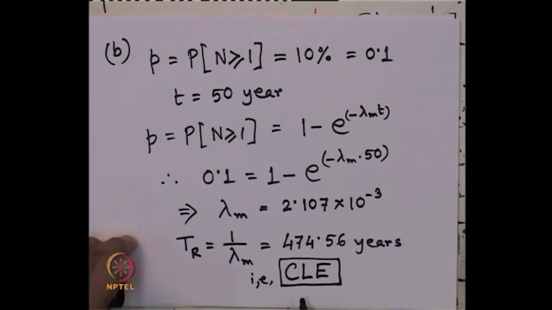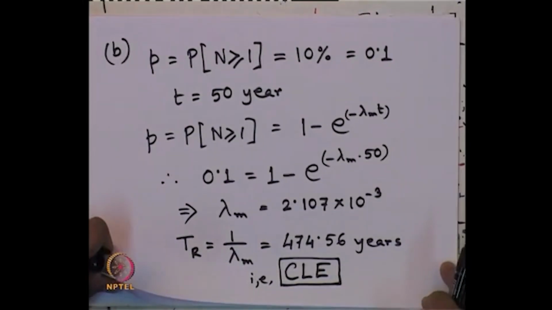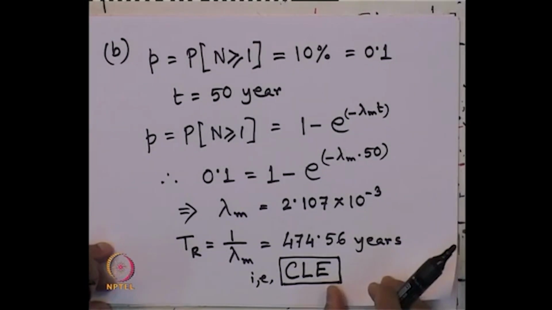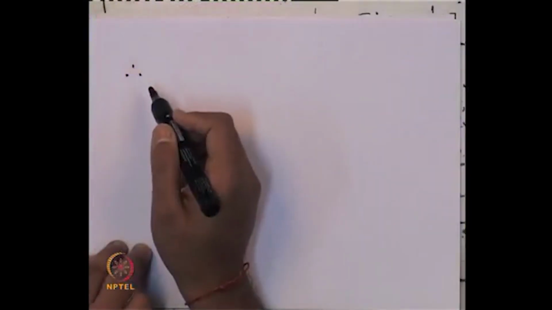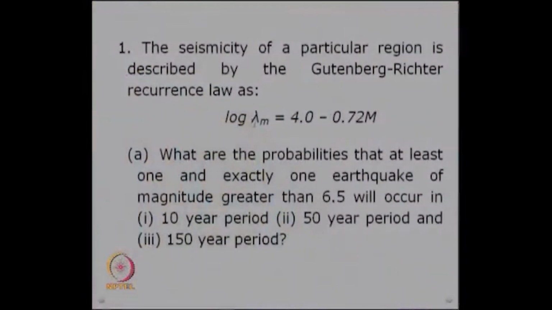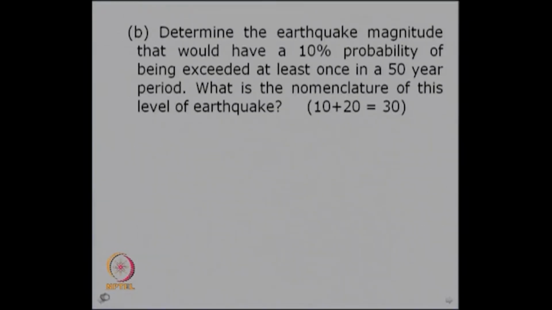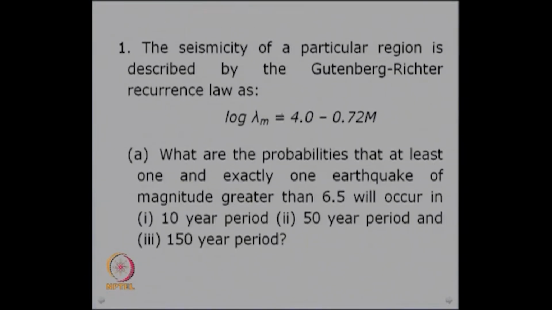Okay. That will be one of the answers of this part B, that is the nomenclature of this earthquake is contingency level earthquake, where return period is 475 years. And what is the magnitude? So, when you are calculating the magnitude for this region, you have to go back to the Gutenberg-Richter recurrence law, because in this case lambda m you have obtained, and you need to find out for which magnitude it is correct, right.